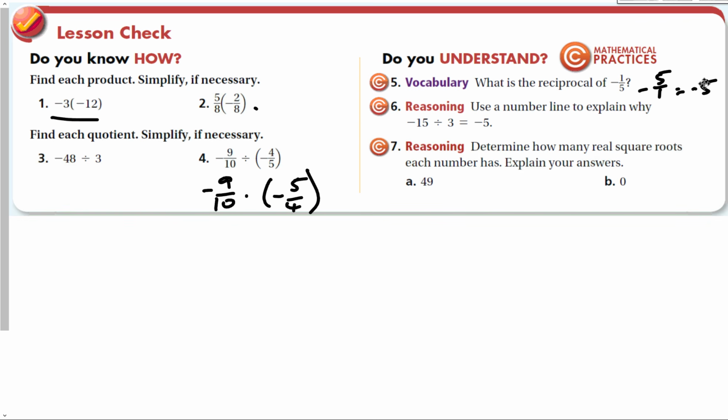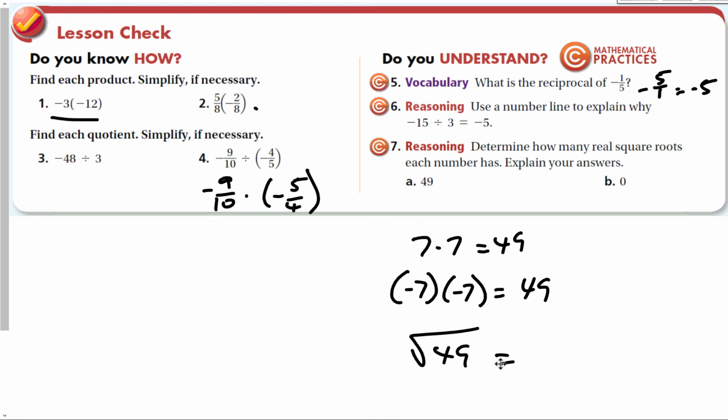Determine how many real square roots each number has. Well, 49 has 2 real square roots, right? Because 7 times 7 is 49, and also negative 7 times negative 7 is 49 as well. However, remember, and we'll talk more about it later, that the square root symbol has only one answer. It's not both answers. Only if you see a plus or a minus in front of the square root do we get two answers, until we're trying to solve an equation.